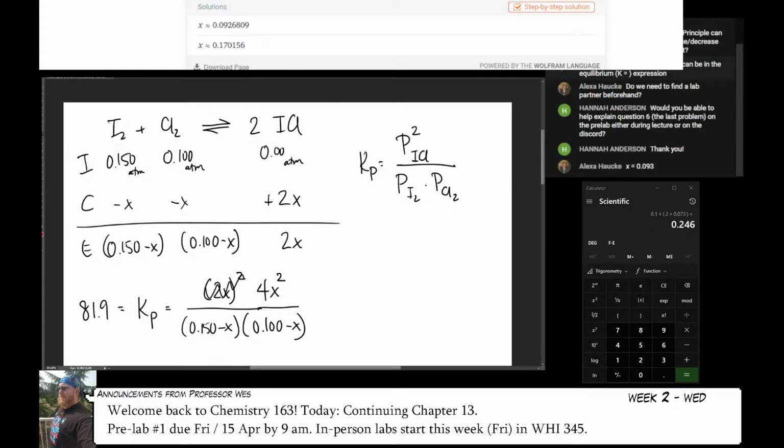I had 2 numbers: 0.09268 and 0.1701. Well, it certainly can't be the second one because that's too big. Because this is 0.15, I can't take 0.17 away from that. So x must be, for this expression, 0.0926, which I'm going to write like this, since I can't really go past the third decimal point anyway due to the numbers that we have.